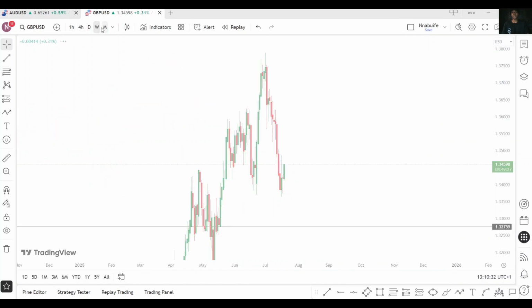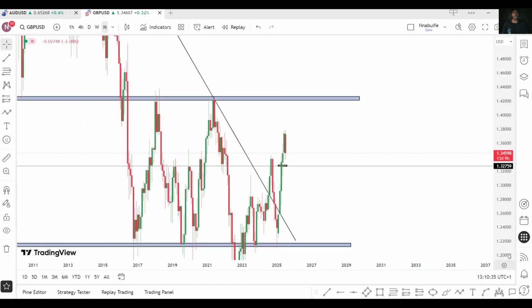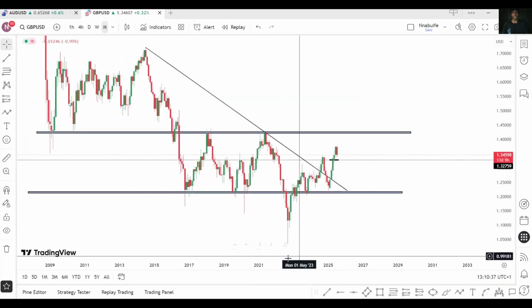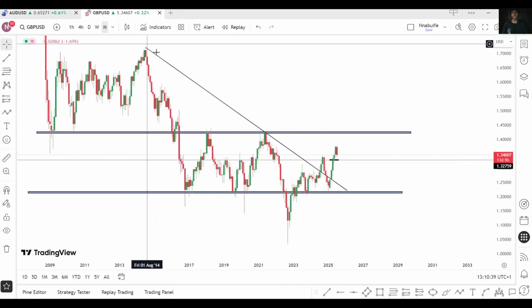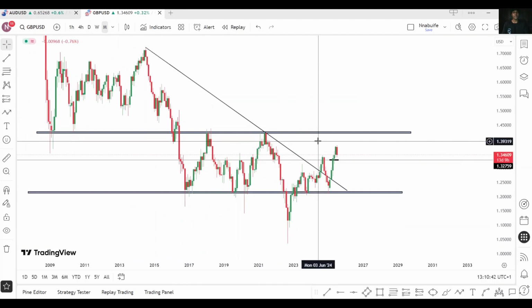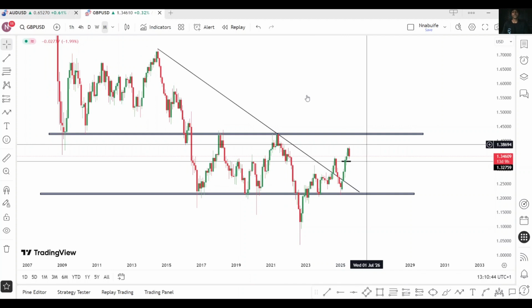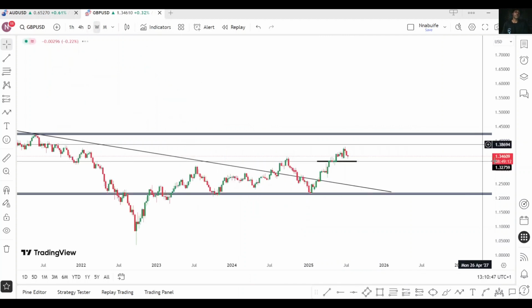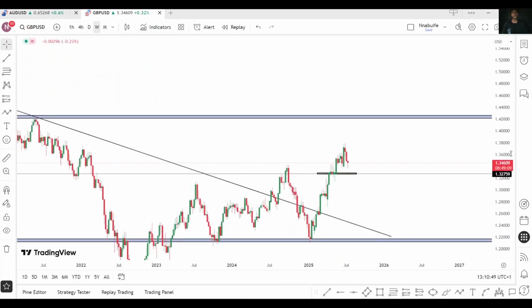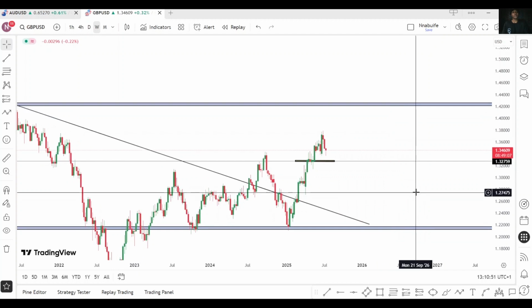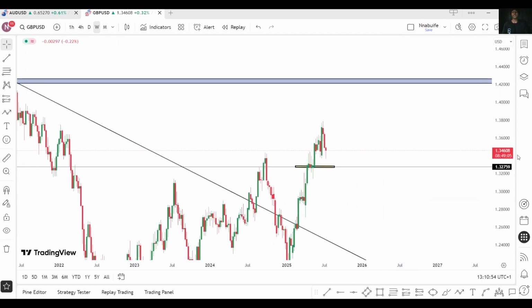So a quick recap. On the monthly time frame, we are bullish. We've broken above this descending trend line that's been holding since 2014. We tested it and now we're pointing to the upside. Come over to the weekly time frame. I draw my support and my resistance, and also draw my minor zones where I'll be formulating my setups. Come over to the daily time frame.